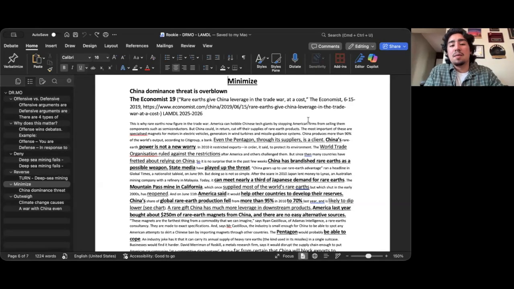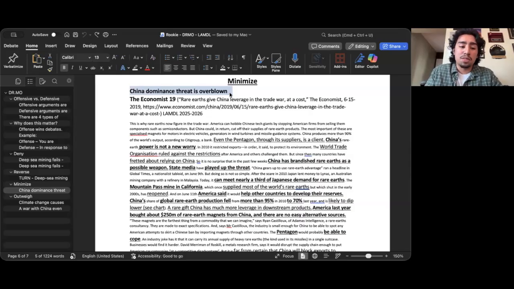Third argument is minimize. Minimize arguments are just a step below deny arguments. They're not saying that your opponent's claims are 100% false, but more that it's not as big of a deal as the opponent is saying. So, for example, this is a defensive argument that says China dominance is overblown. So it's meant to minimize an impact that relates to China. Again, the affirmative or the negative could read this, but at the end of the day, this is a defensive argument. It's just saying that my opponent's claims are not 100% true.